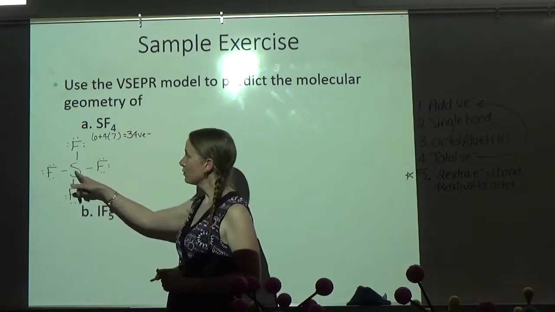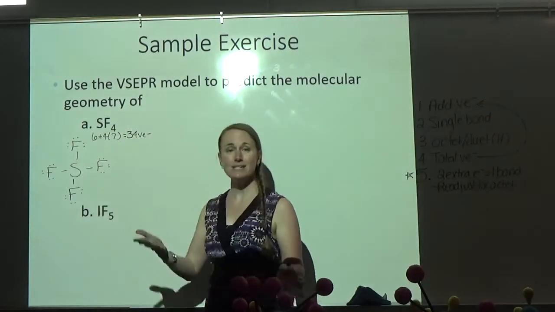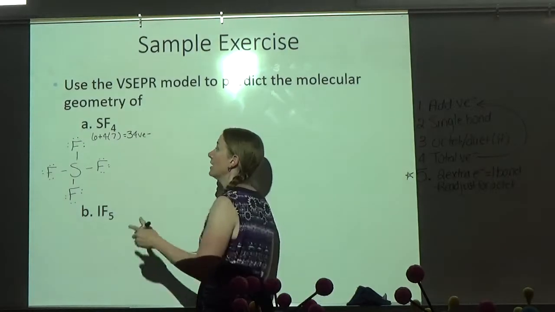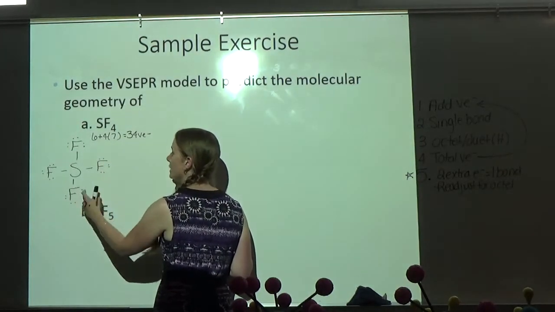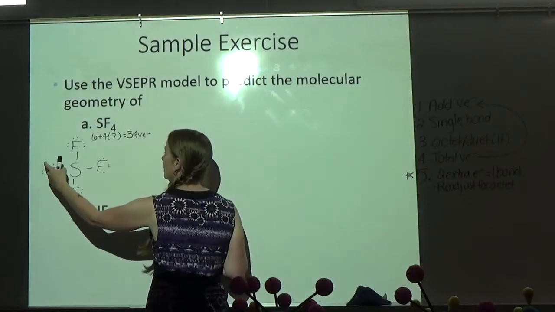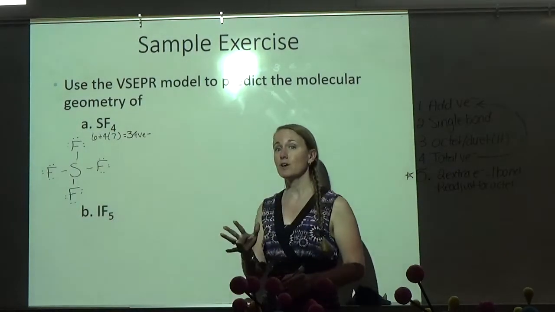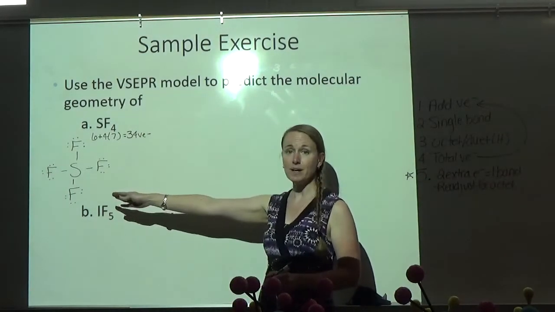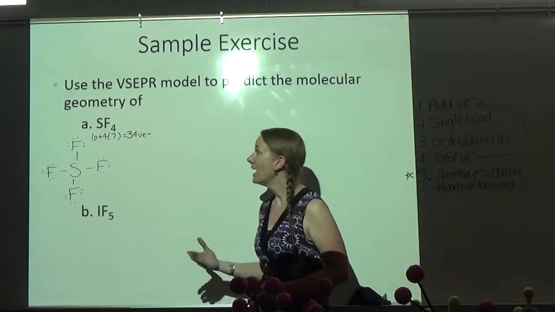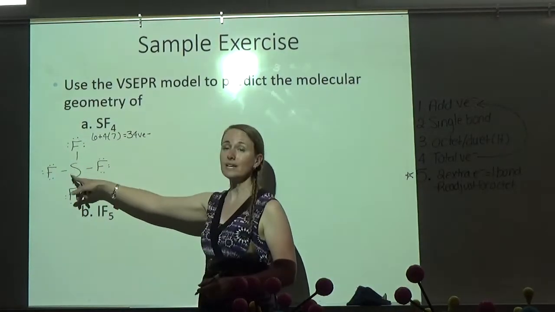And then last, sulfur has 2, 4, 6, 8, so it's stable. So now let's check our total. I'm allowed 34: 2, 4, 6, 8, 10, 12, 14, 16, 18, 20, 22, 24, 26, 28, 30, 32. So remember, y'all, I don't have too many electrons to where I need to add an extra bond. I have too few. I'm supposed to have 34, I only have 32.